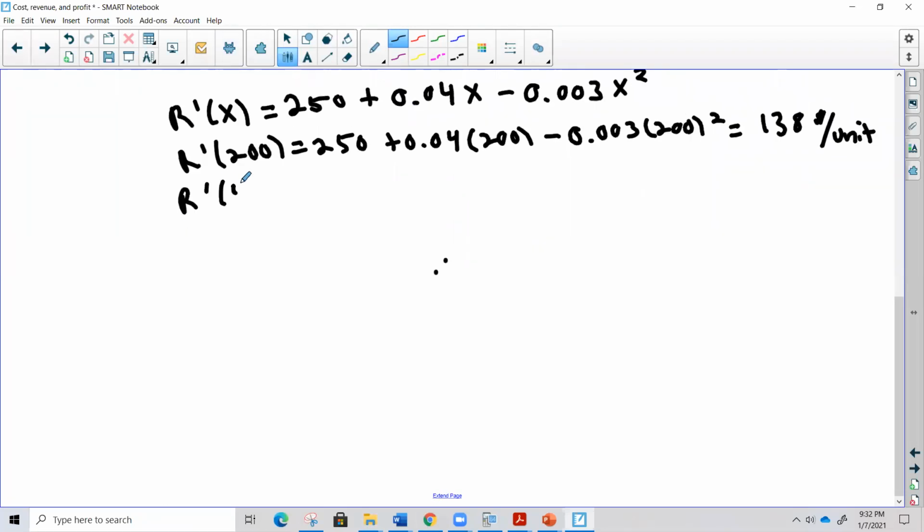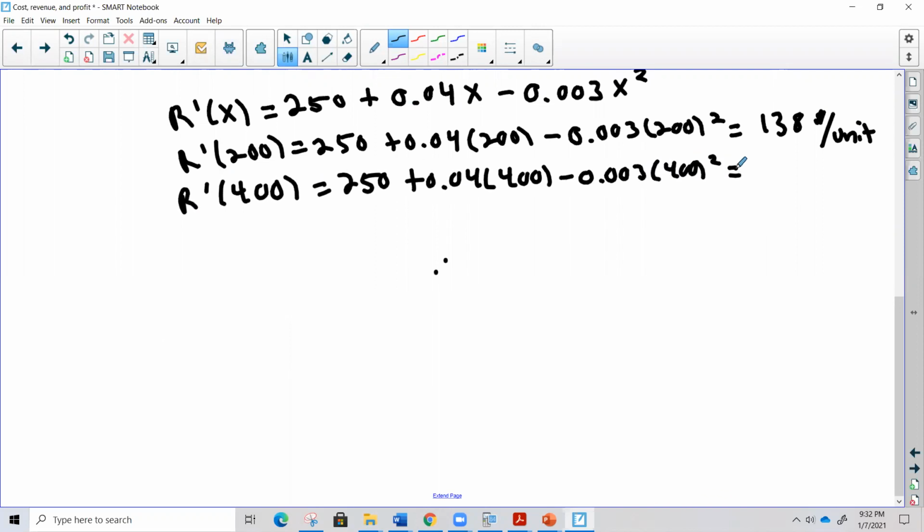Then we plug in 400. If you simplify that, you should get negative 214. Okay, so they're actually losing revenue at this point. This would be again the revenue for making the 401st item.